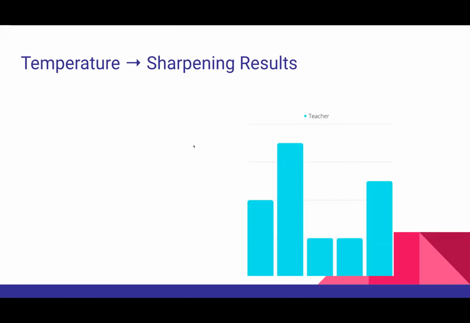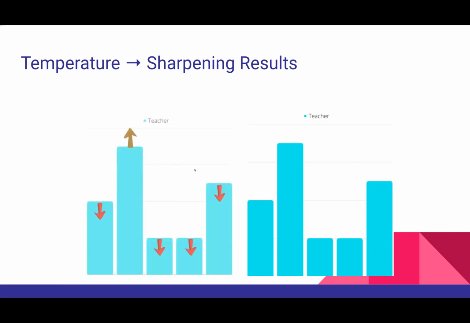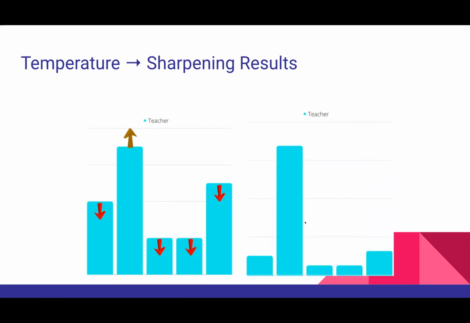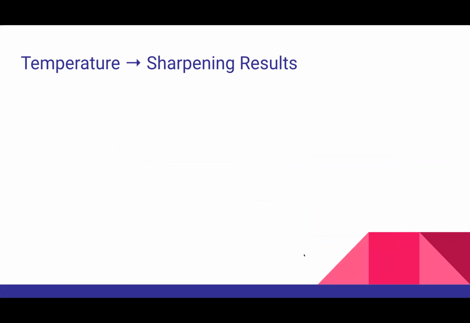The first is temperature. Say we have a distribution and we want it to be less uniform. We can sharpen the results by using the temperature feature. What this does is take whatever the current peak, the current mode, is and exaggerate it while suppressing everything else. So we end up with a much more peaked distribution that's farther away from a uniform distribution.